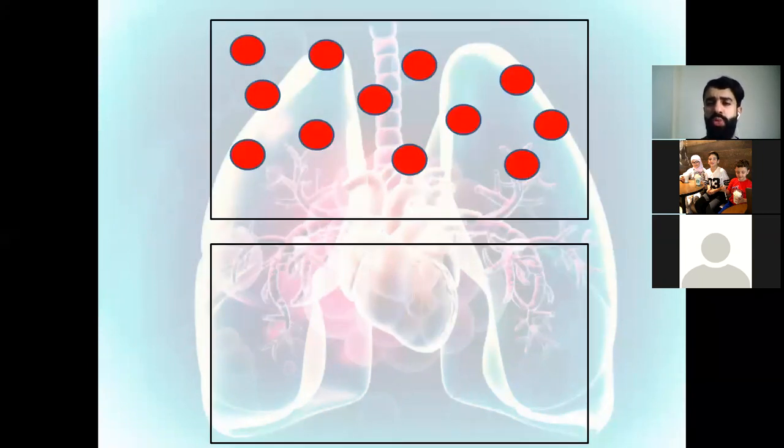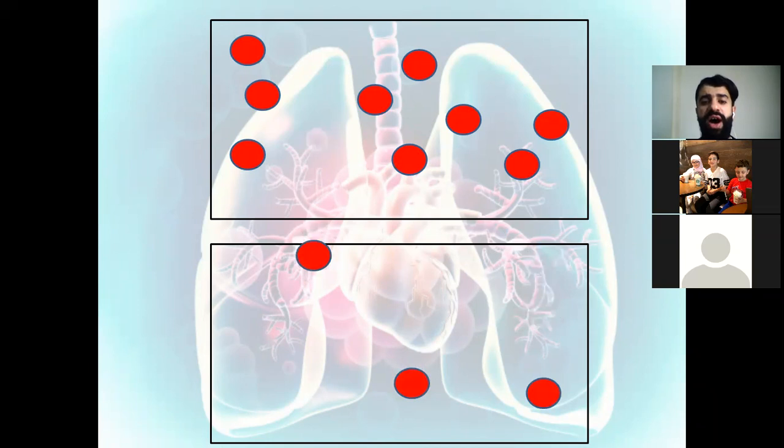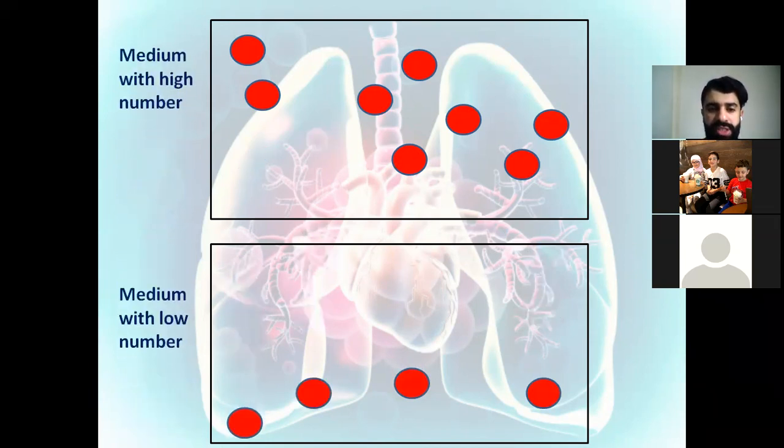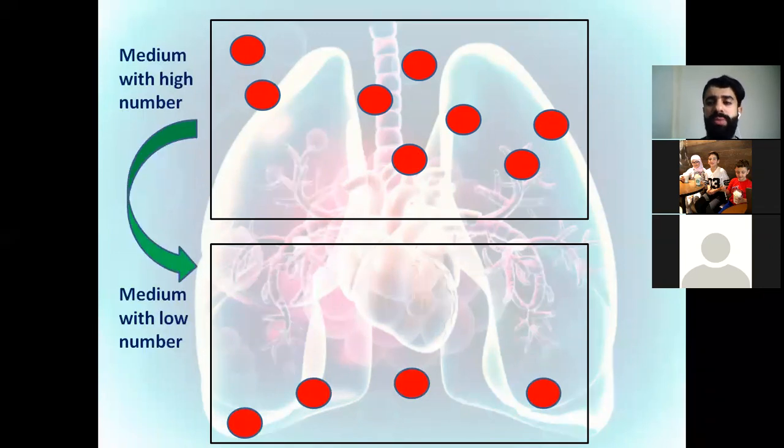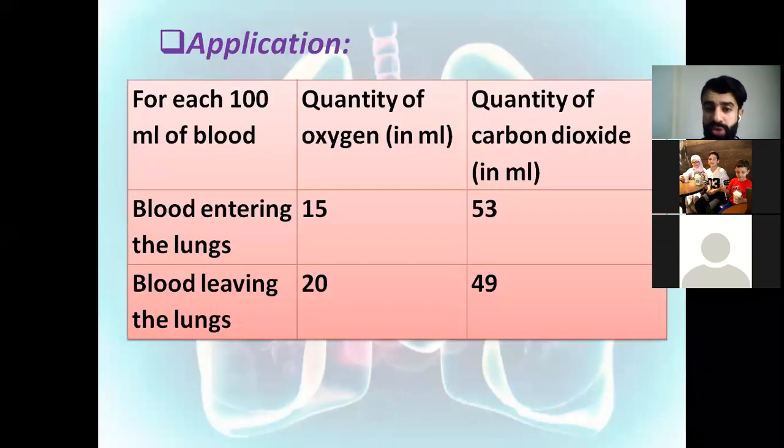In this box, we have high concentration, a high number of the red dots. In the second, we have a very low number of the red dots. So they will diffuse, they will move from a medium of high concentration to a medium of low concentration. This is what we call diffusion, and the verb is diffuse.